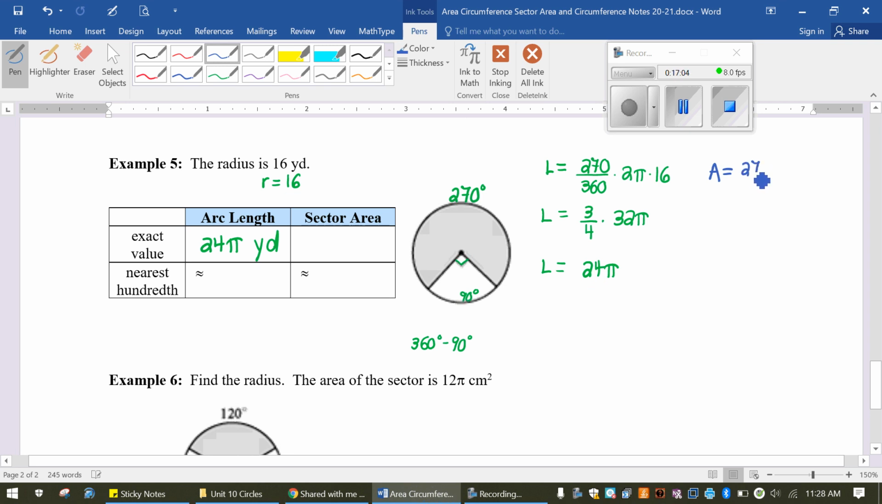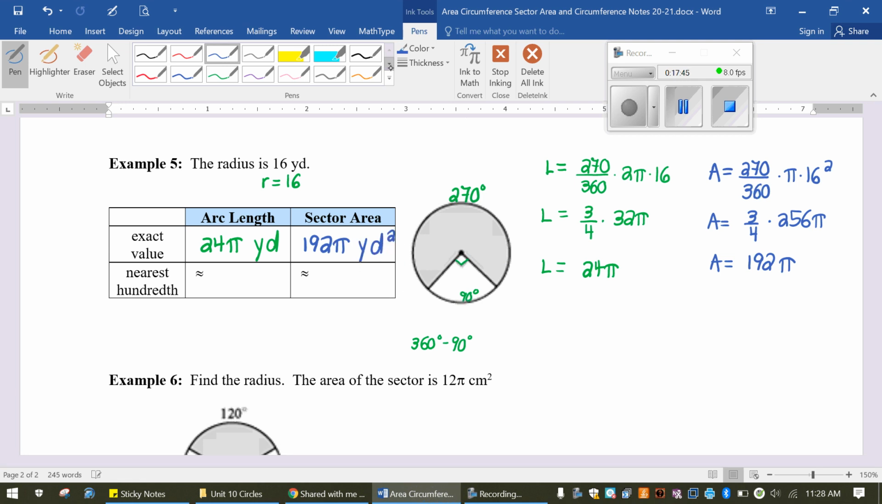For our sector area, we're going to do that same angle of 270 over 360, and then this is times pi r squared. So this fraction reduces in the same way as it did in the arc length formula, as 3/4. And then 16 times 16 is 256 pi. So 3/4 times 256 should get you 192. So the sector area is 192 pi yards squared.